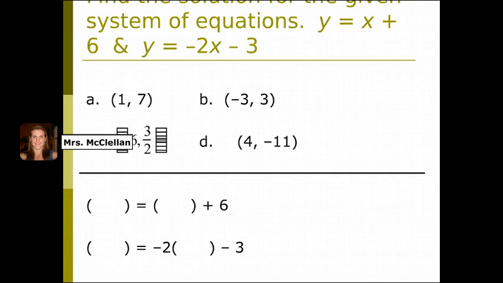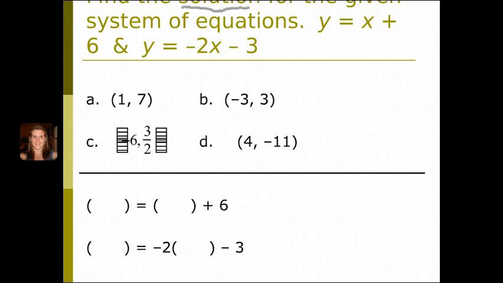Find the solution to the given system of equations y equals x plus 6 and y equals negative 2x minus 3. Unfortunately, the PowerPoint didn't upload so you could see the keyword solve. However, this is going to be a plug and chug question.